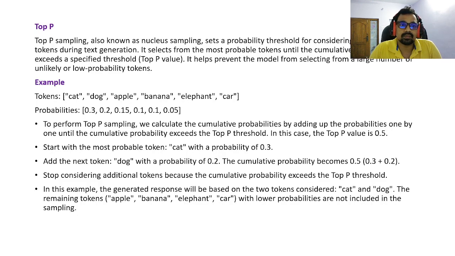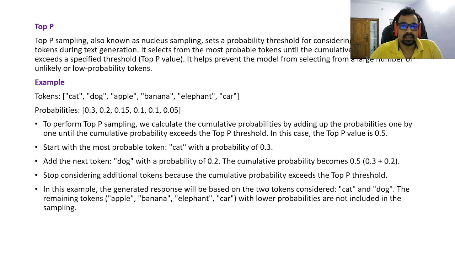Top P. There is another parameter called top P, which is also called nucleus sampling. It sets a probability threshold for considering the most likely tokens during text generation. It selects the most probable tokens until the cumulative probability exceeds a specific threshold value. Let's take an example. It is not similar to temperature, and in the context of temperature you will see what top P does. Let's say the question is what is sitting on the wall, and OpenAI, from its vocabulary, generates tokens like cat, dog, apple, banana, elephant, car with probability values 0.3, 0.2, 0.15, 0.1, 0.1, 0.05. It's just an example.